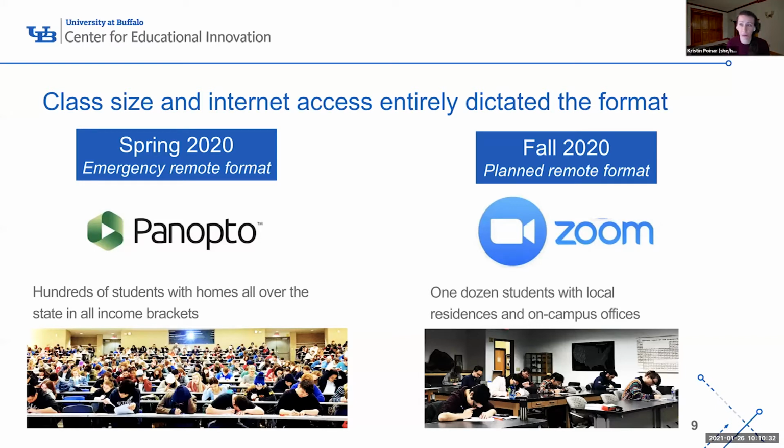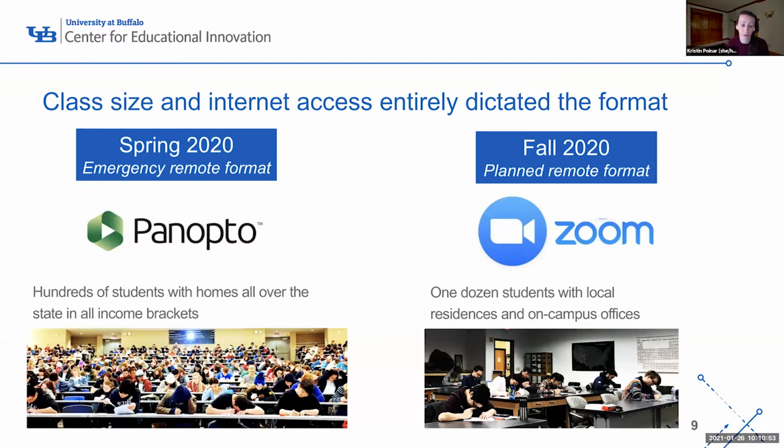So Geology 102, which had hundreds of students with homes all over the state and we're traveling there in mid-March, don't know what the internet is like. This went straight on to Panopto. I recorded the lectures ahead of time and posted them the morning of class, and then the students had at least 2 days to watch their lecture and react to it with questions.